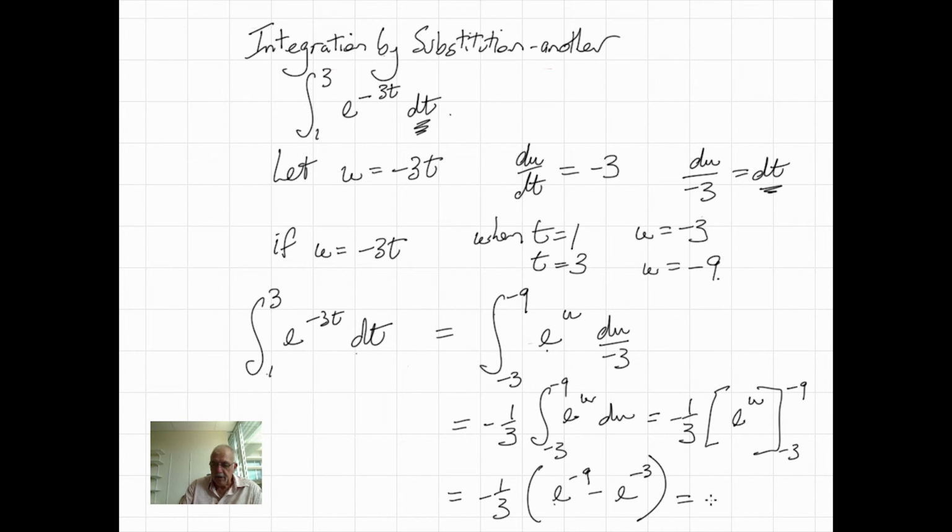And as a final answer, you should get 0.0166. So just evaluate that on your calculator using your e to the x button, work the bracket out and then multiply by negative 1/3, and you get that as an answer. So substitution works on a number. It doesn't work on everyone. We'll talk about one a little bit later.